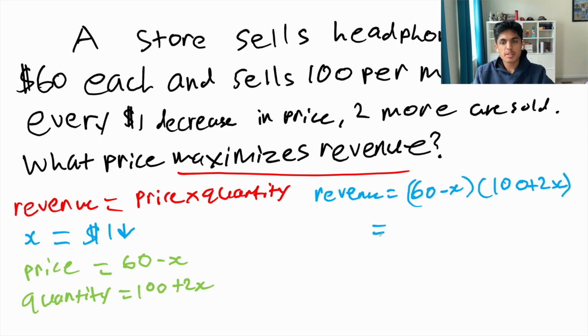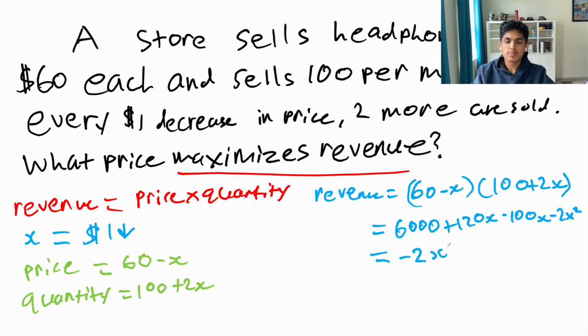Okay, so now we're just trying to find the price that is able to maximize the revenue. And so to maximize the revenue, first we're just going to expand out the right-hand side, and we're going to get 6,000 plus 120x minus 100x minus 2x squared. This can be rewritten as minus 2x squared plus 20x plus 6,000.